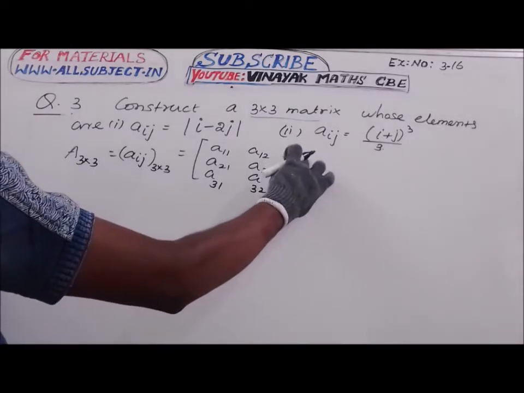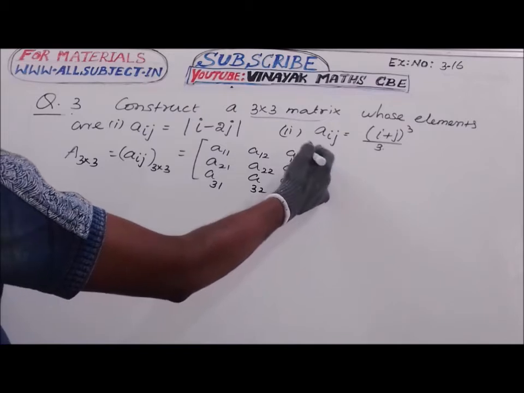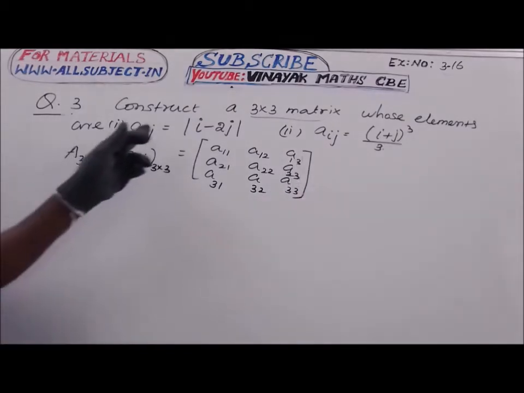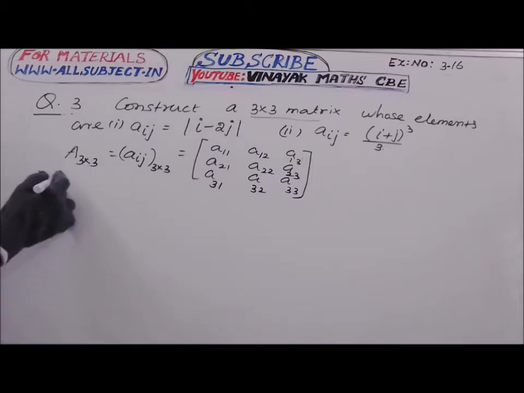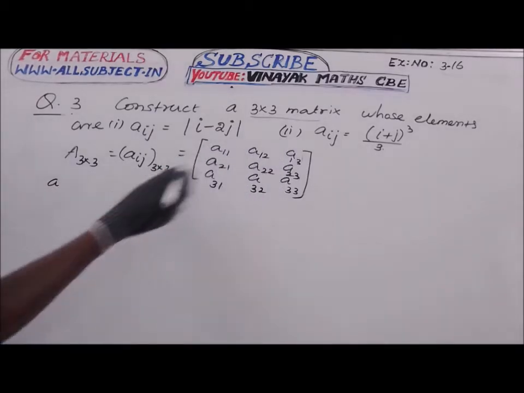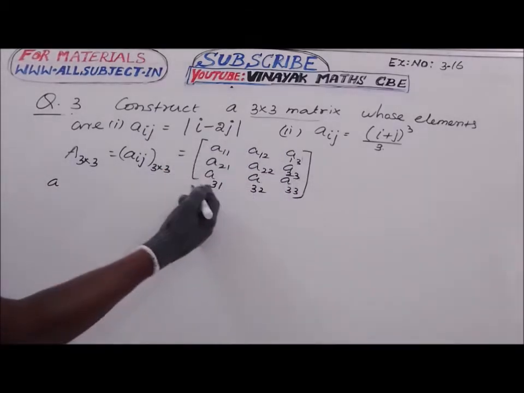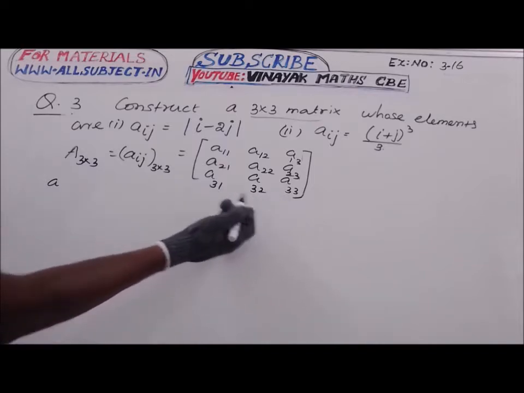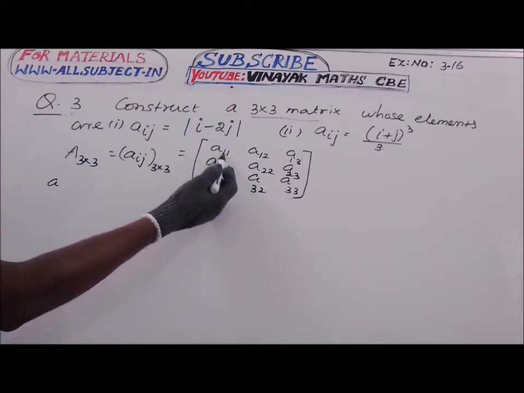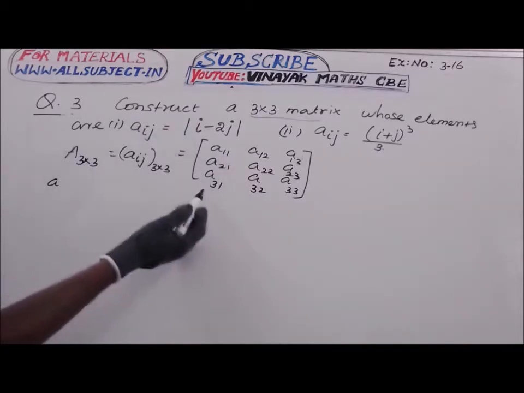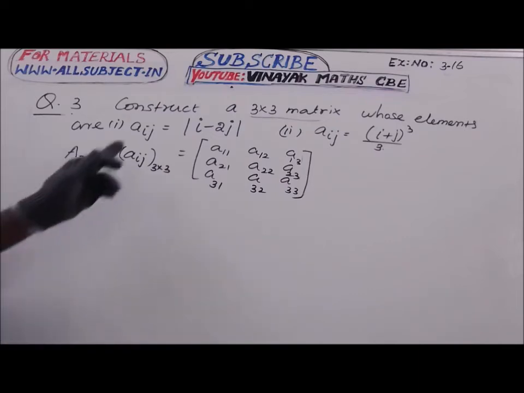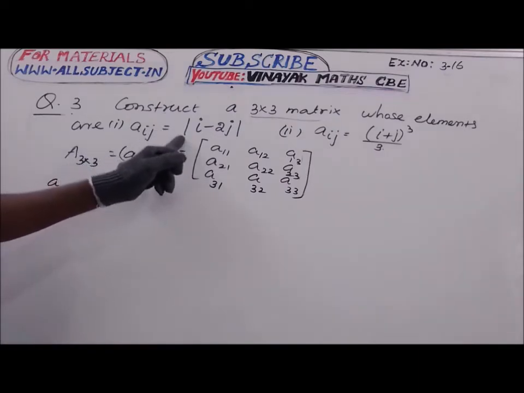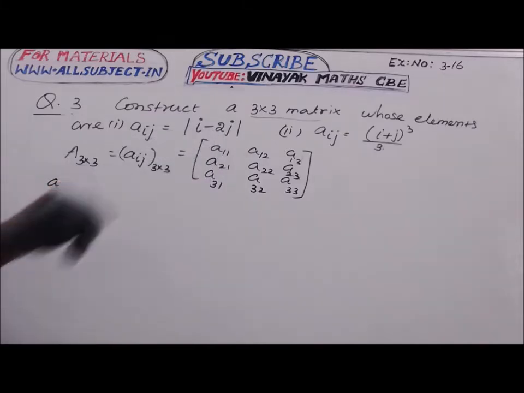Now we need to find the corresponding matrix under the condition that the first one is Aij equal to modulus of i minus 2j. Now we need the values of A11, A12, A13, and A21, A22, A23, A31, A32, A33. Taking the suffix numbers, first one as i, second one as j, and substituting in this, we will get all the 9 elements of the required matrix A3 by 3 under the condition Aij equal to modulus of i minus 2j.